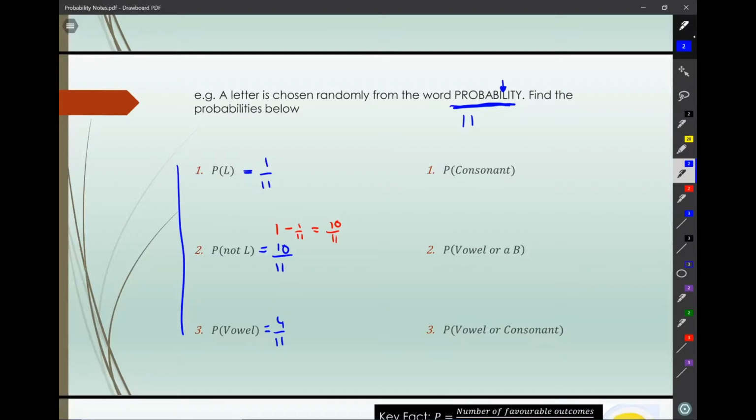Now I'll get you guys to have a go at 1, 2, and 3 in the right-hand column. And if you pause the video, have a go at them. When you come back, I'll write down the solutions for you.